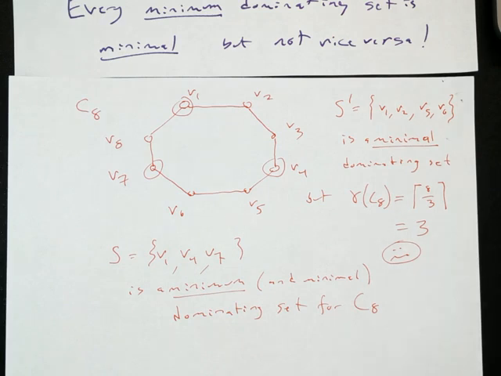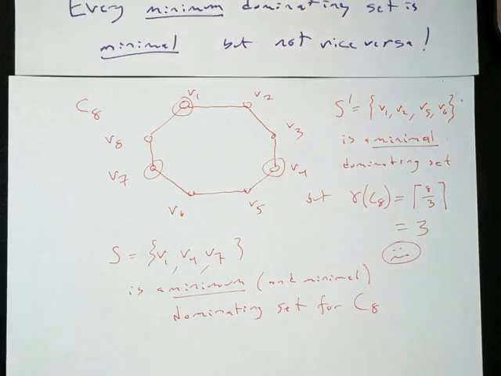So every minimum dominating set must be minimal. Because if it's a minimum, that's as small as you can get. If I took one away, I'd have a smaller number. That wouldn't work. But a minimal dominating set might not be minimum. Questions?